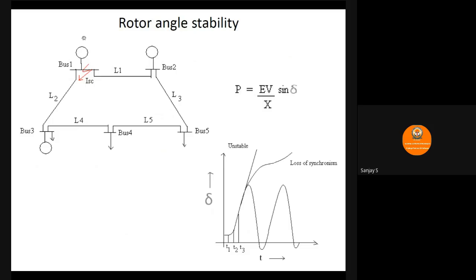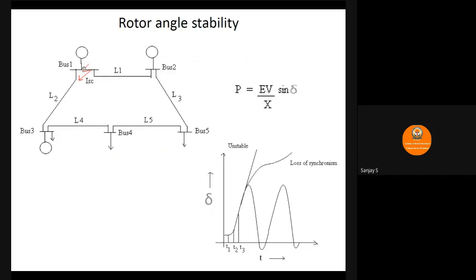So this is causing a disturbance. Let us try to understand what disturbance it is causing. It is basically causing a load disturbance. Your input mechanical power is available, but output electrical power is becoming 0. This is as good as a drastic reduction in load demand, because this generator is unable to cater to the requirements of the load at bus 3, bus 4 and bus 5 because its output electrical power is 0. It is as good as a reduction in load demand.